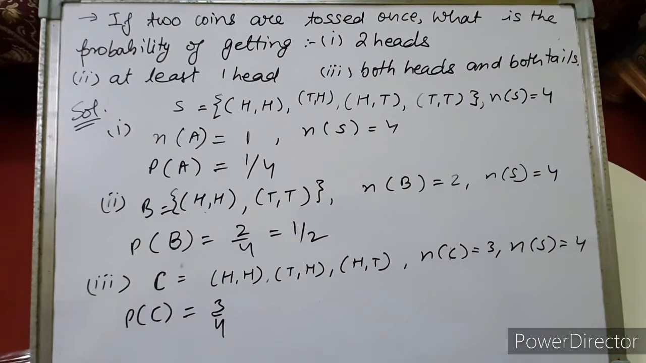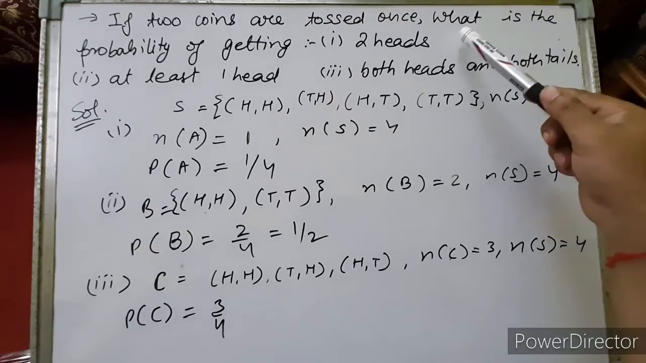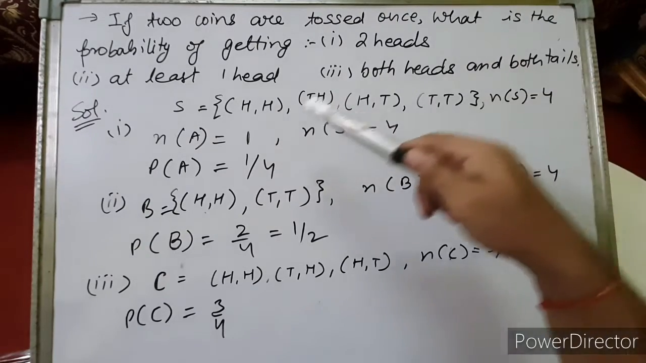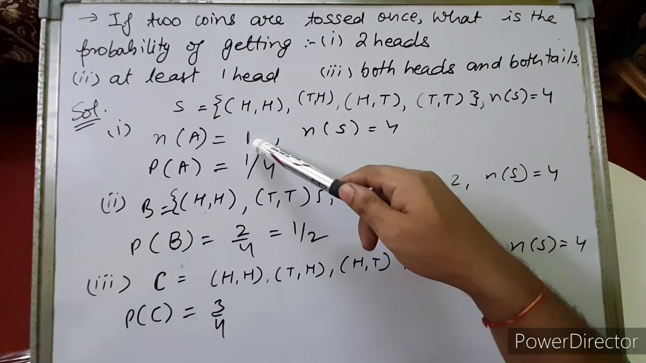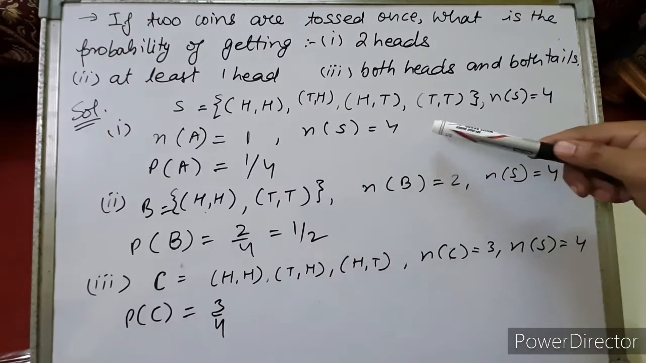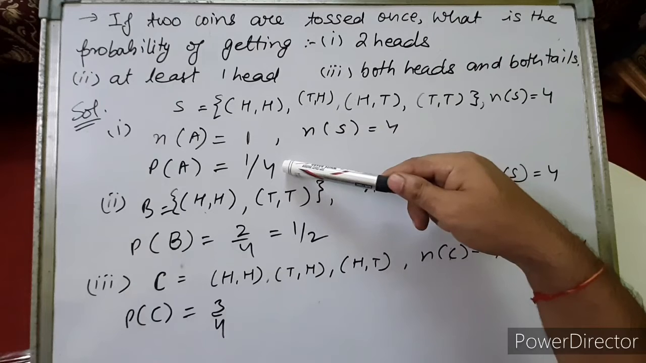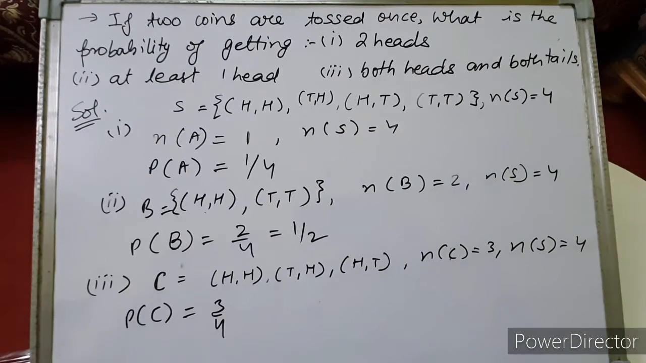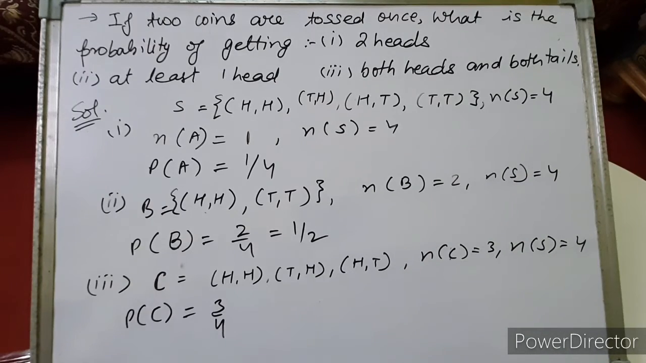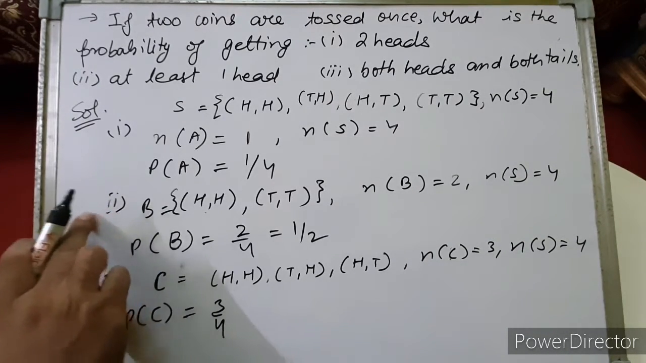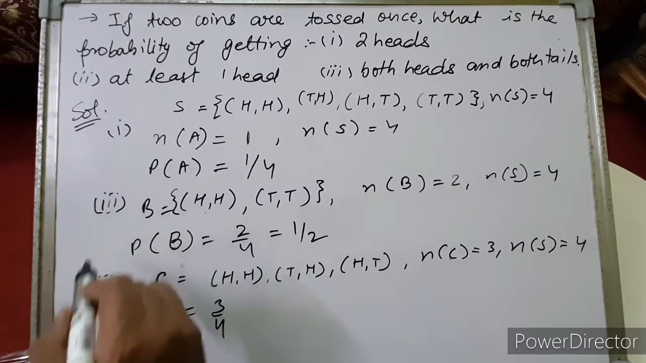Right. If we talk about the number of favorable events, what is the favorable event? 2 heads will come. So how many events are there in which 2 heads come? There is only one event. So I have said that the number of favorable events for A is 1. The sample space is 4. So the probability of the event happening is 1 by 4. Understood children? In the second part, they are saying at least 1 head. Actually, this is the third part and this is the second part. Let's do the correction here. This is the third part and this is the second part.